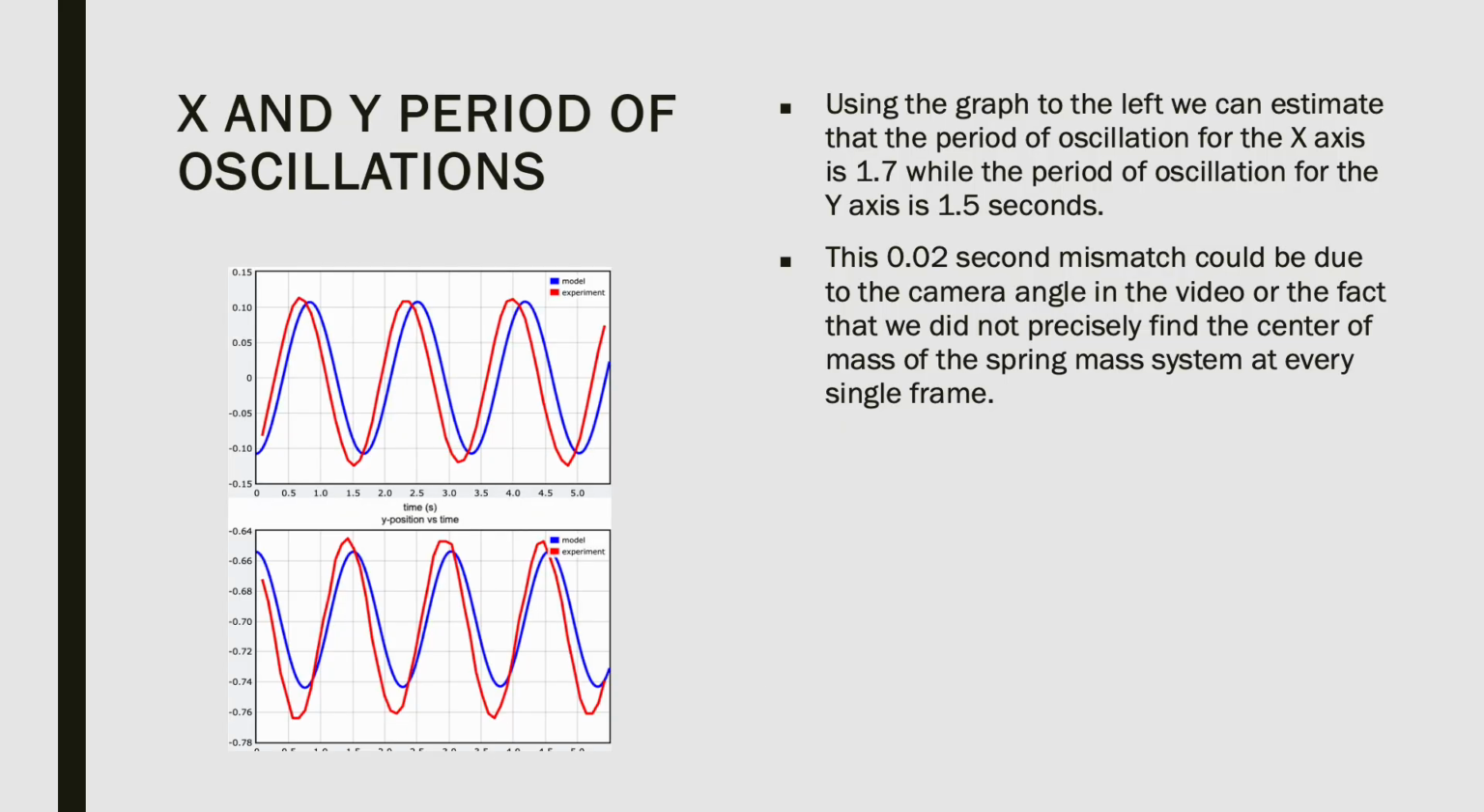Here are the x and y periods of oscillation. Using the graph to the left, we can estimate that the period of oscillation for the x position is 1.7 seconds, while the period of oscillation for the y position is 1.5 seconds. We can do this by estimating the distance between each peak or each trough.